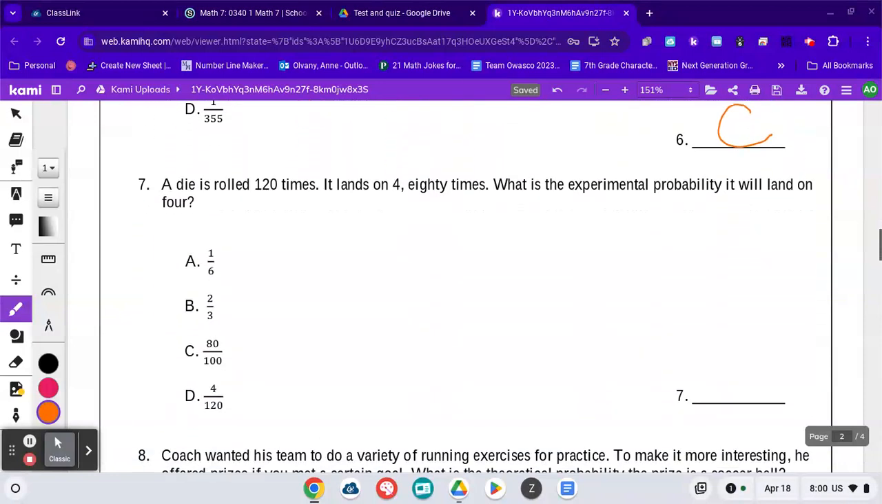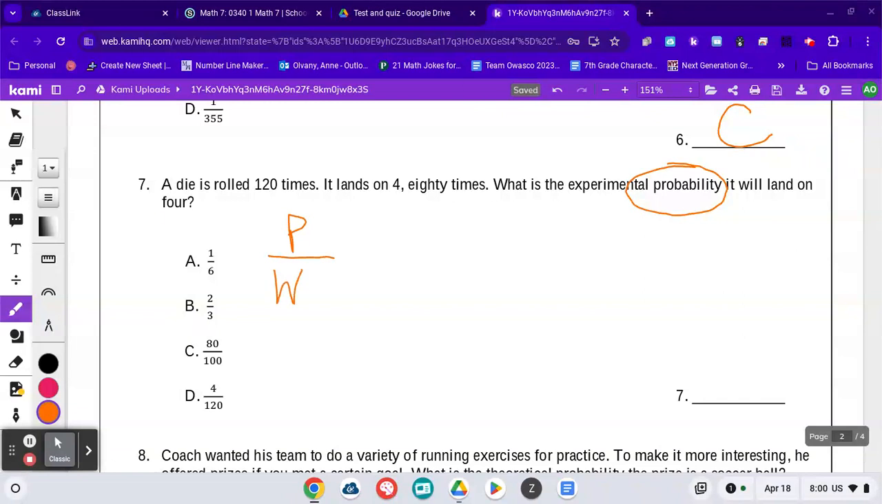A die is rolled 120 times. It lands on 4 80 times. What is the experimental probability it will land on 4? Again, we're talking about probability. That's always a fraction with our part over our whole.